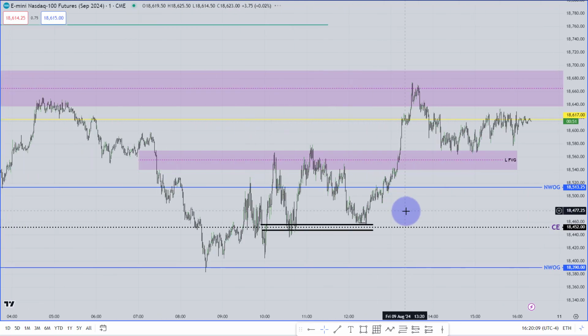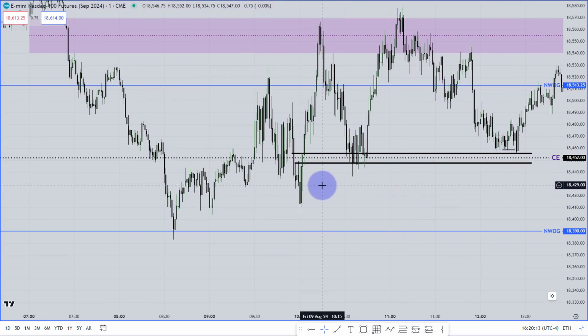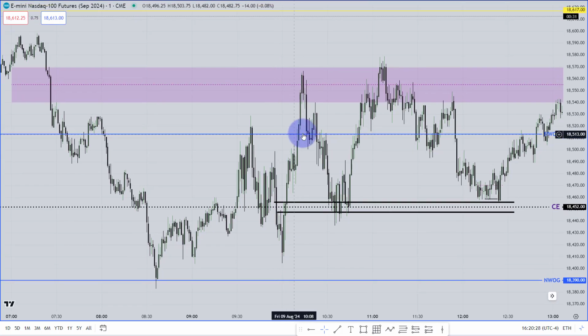So there is my 1 minute chart, and market has opened around 9:30. So this is the 9:30 where market has opened here. Okay, this is the 9:30. So after that, first what I'm waiting to see if market can close above this new week opening gap high or not. Okay. At the same time, this is the first fair value gap after 9:30. After 9:30, the first fair value gap is always important.